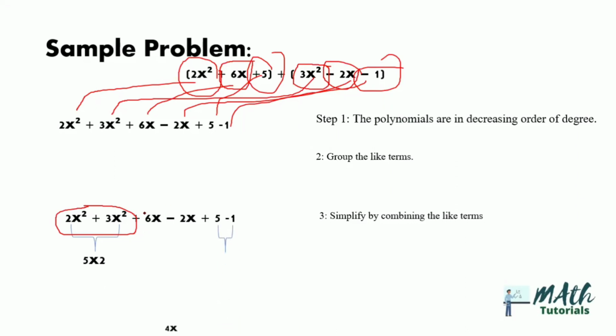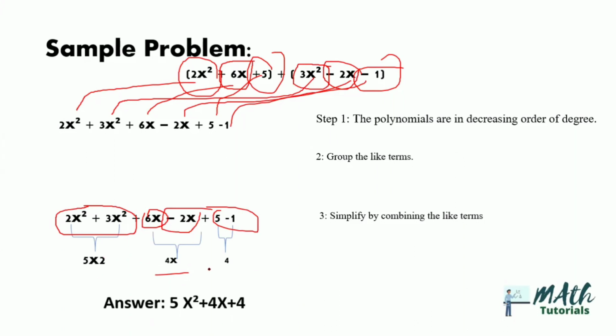And the next one, plus 6x minus 2x is equal to 4x. And the last, 5 minus 1 is equal to 4. Simple as that. So the answer is 5x squared plus 4x plus 4. So here is the answer.